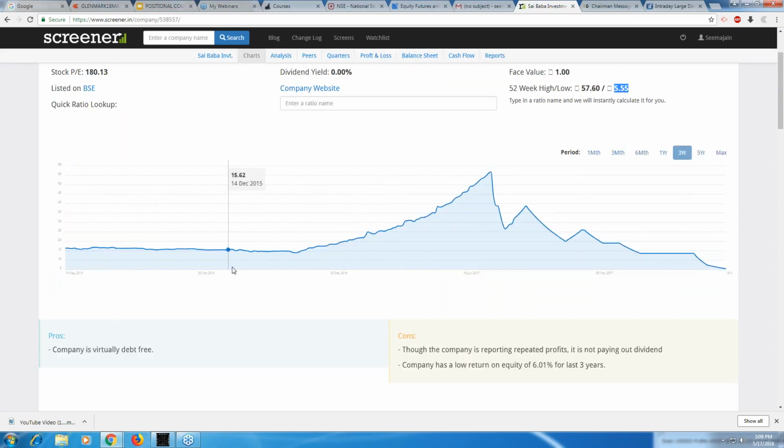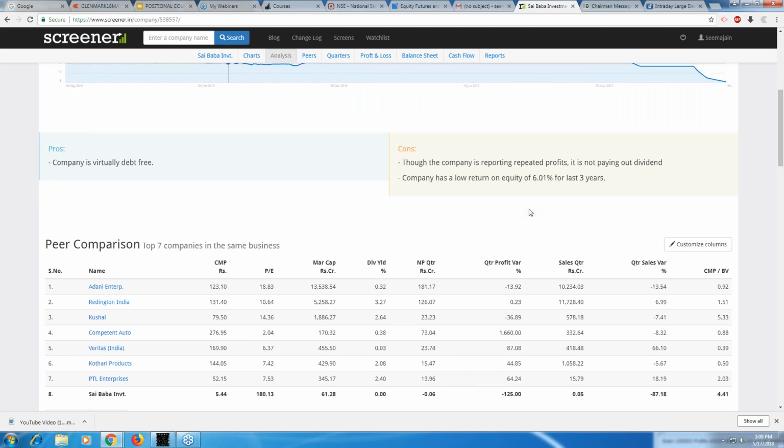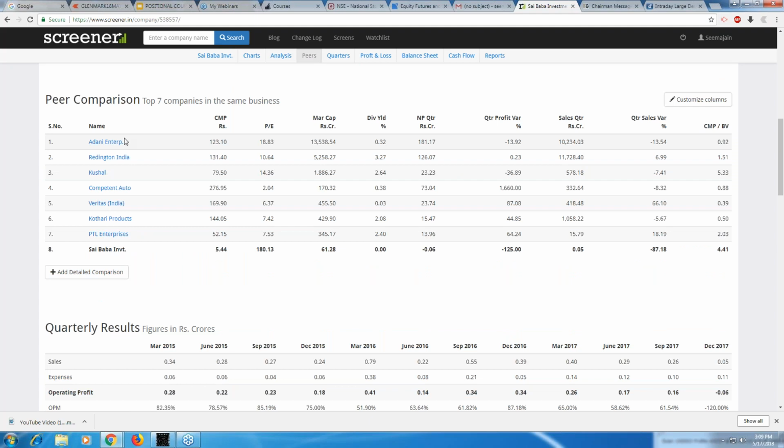Right? Company is virtually debt free. That's the only plus point this company has. Though the company is reporting repeated profits, it's not paying out dividends. Company has low return on equity, which is 6.1% for the last 3 years. Look into its peer groups. Adani Enterprises. Look at the PE. Sai Baba has 180. The rest of them are 2 digits. Even many of them 1 digit as well, right?